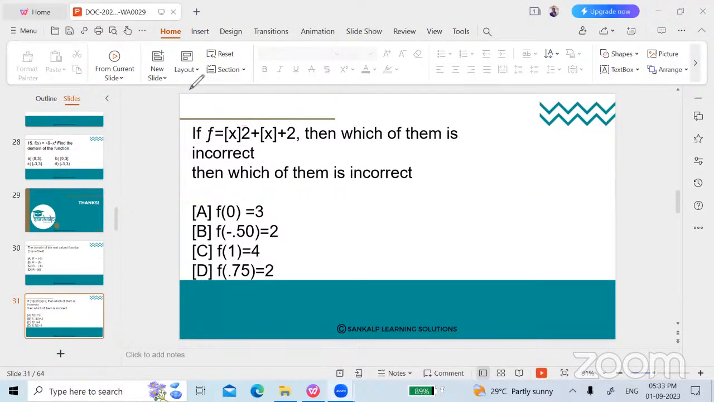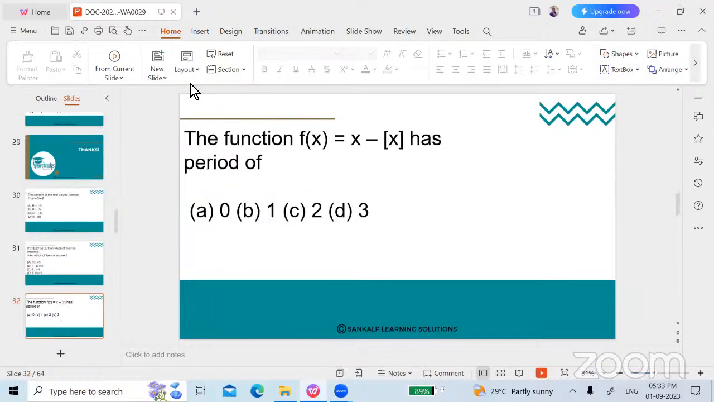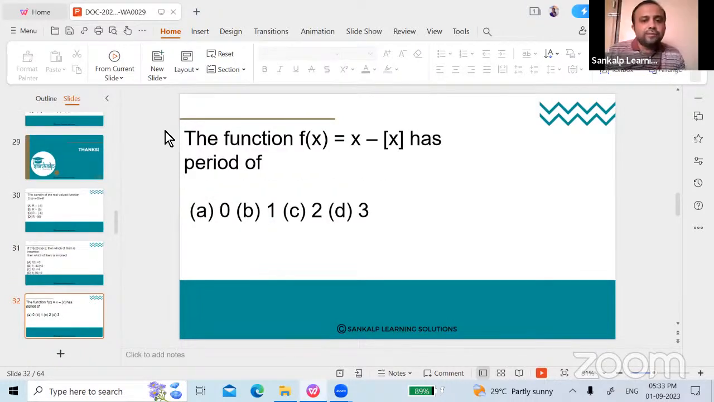Now the next one is: the function f of x is equal to x minus the closure of x. It has a period of 0, 1, 2, or 3. Which option is right?